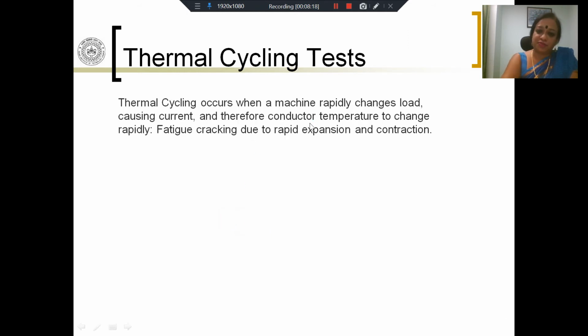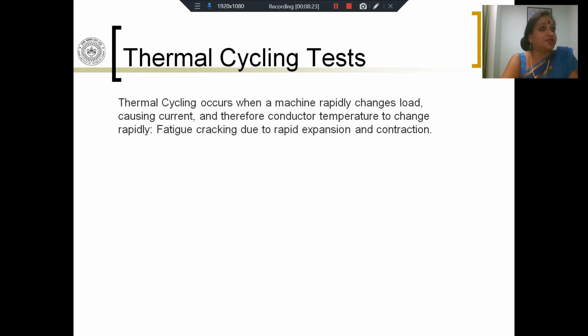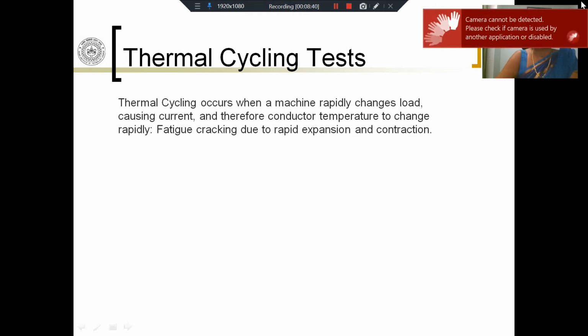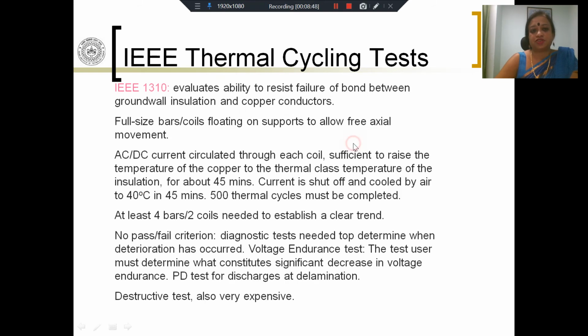Then there are the thermal cycling tests, because we know that elevated temperatures cause one kind of failure, but thermal cycling, quick cooling and heating, drives a different kind of failure mechanism. Because this does happen when the conductor carries different currents, and therefore the conductor temperature changes rapidly. Fatigue cracking can happen due to rapid expansion and contraction.